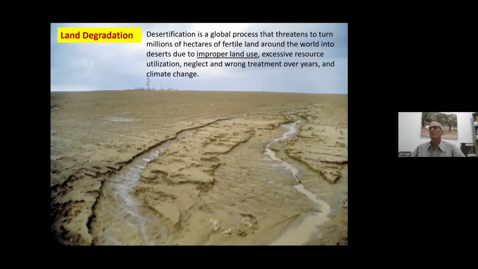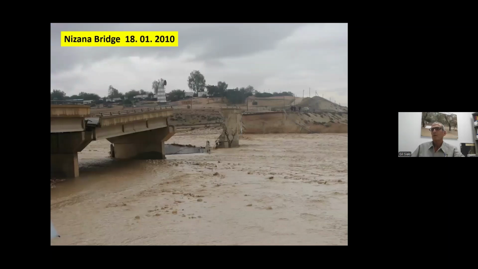Desertification is a global process that threatens to turn millions of hectares of fertile land around the world into deserts due to improper land use, excessive resource utilization, neglect, and wrong treatment over years, and climate change. You can see here the soil after rain, after maybe 10 millimeter, 15 millimeter of rain, just sealed, and the water cannot penetrate into the ground. Especially if the area is plowed and ready to be sowed, used by agriculture, the soil is loosened and the rain just turns into runoff water. Drop by drop, and then the stream can become very, very strong.